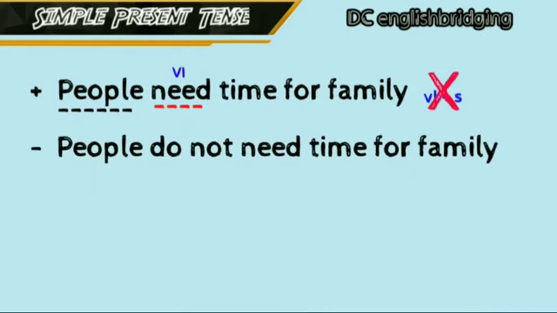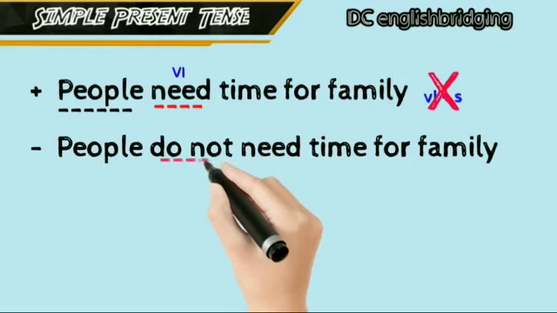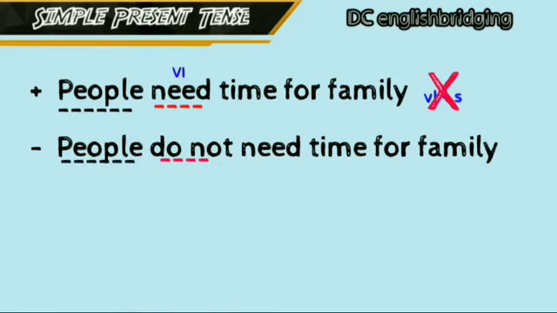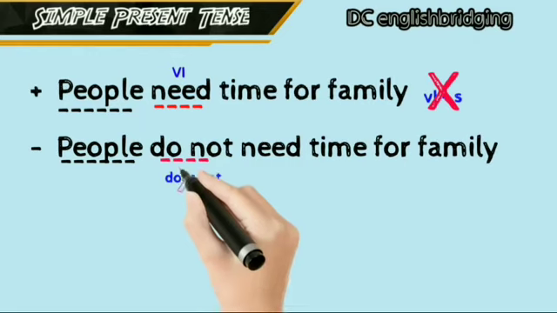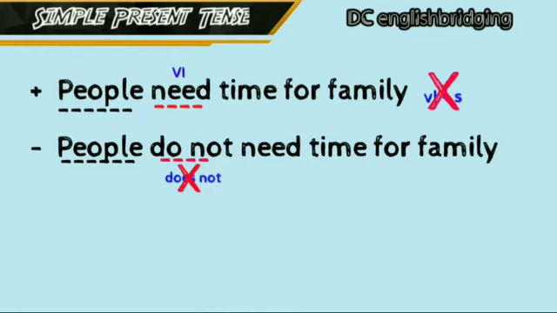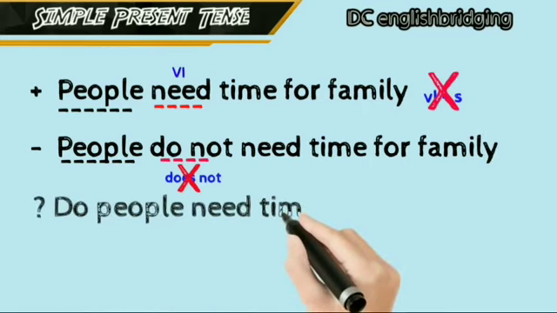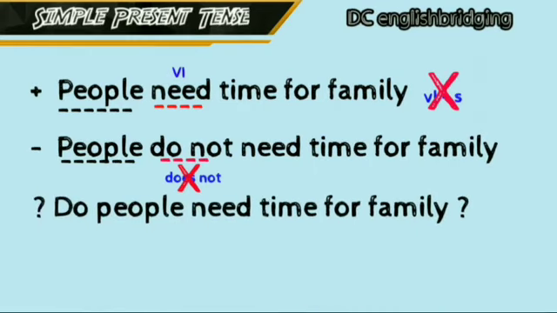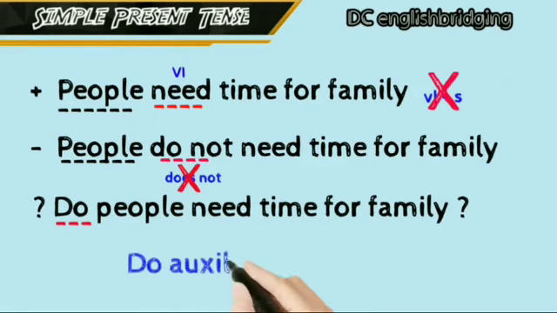People do not need time for family. For the negative sentence, we use do not because the subject is not a singular subject. People is plural, so doesn't is not allowed. Do people need time for family? That's the interrogative sentence. We just put the auxiliary do at the beginning of the sentence.